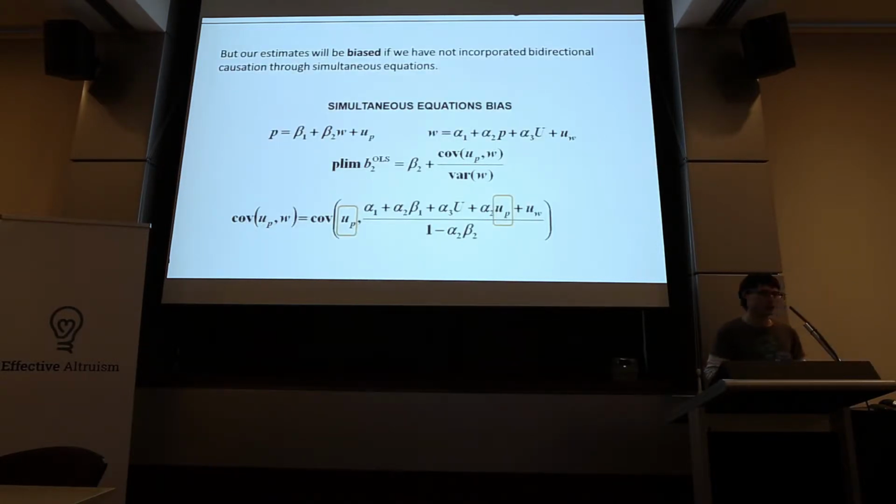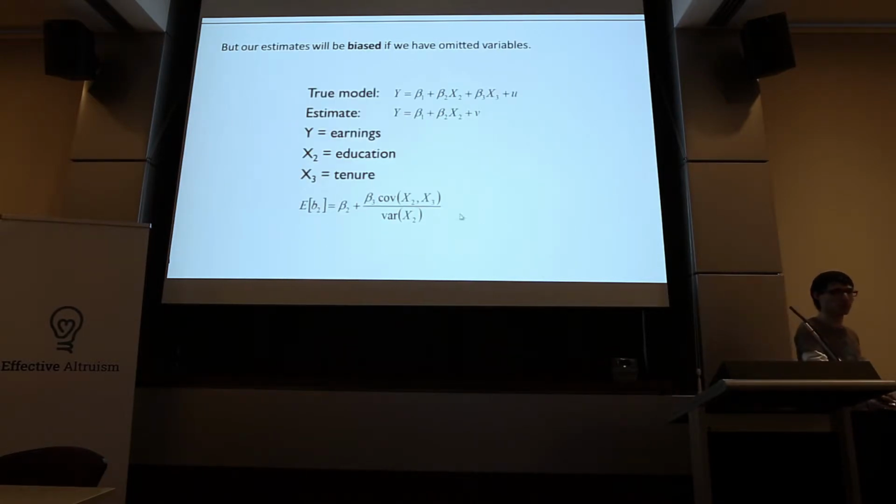A third reason that can lead to failure of those assumptions that we mentioned is simultaneity. So remember, the idea of simultaneity is when there's kind of like a loop of causation. So X causes Y and Y causes X. Now, this here is showing us something very similar to what we saw here. And this we'll see repeatedly.